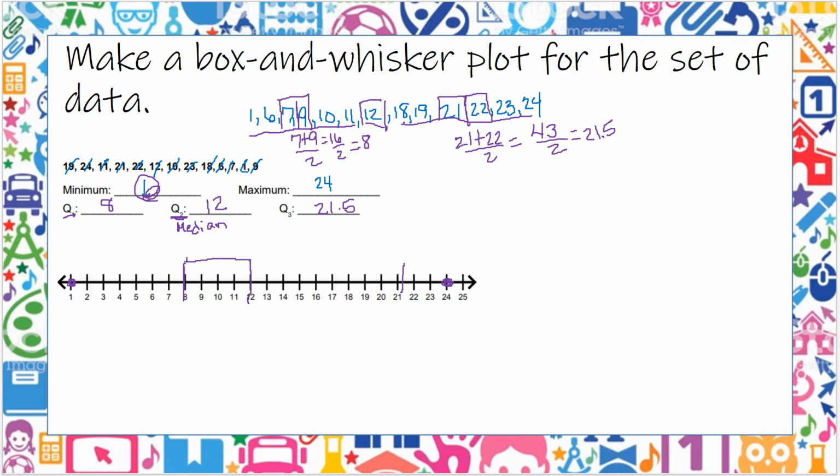Now I'm going to make a box. Connect there, connect there, there, and there, and then these are the whiskers. Your line can be a lot straighter than mine. I'm just trying to get it to show up over the graph there, but that is what your box and whisker plot looks like.